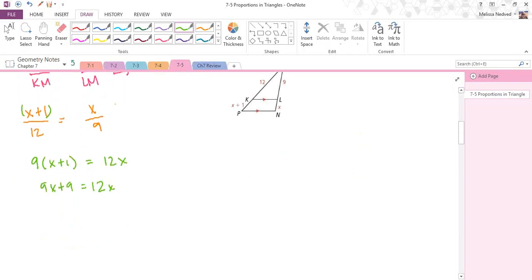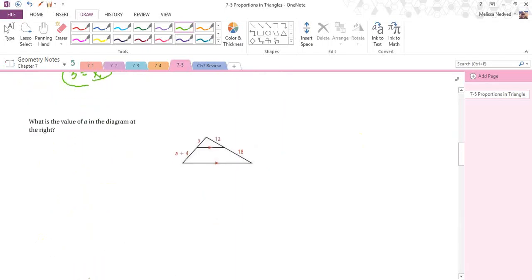We want to get our x's on the same side, so I'm going to subtract 9x from both sides. So 9 is equal to 12x minus 9x, which is 3x. And lastly, get that x by itself by dividing both sides by 3. And 9 divided by 3 is 3, so x is equal to 3. So really, as long as you know how to set up those proportions, the rest is just review from section 1. Can you cross multiply and solve for a variable? Let's try another one of those.